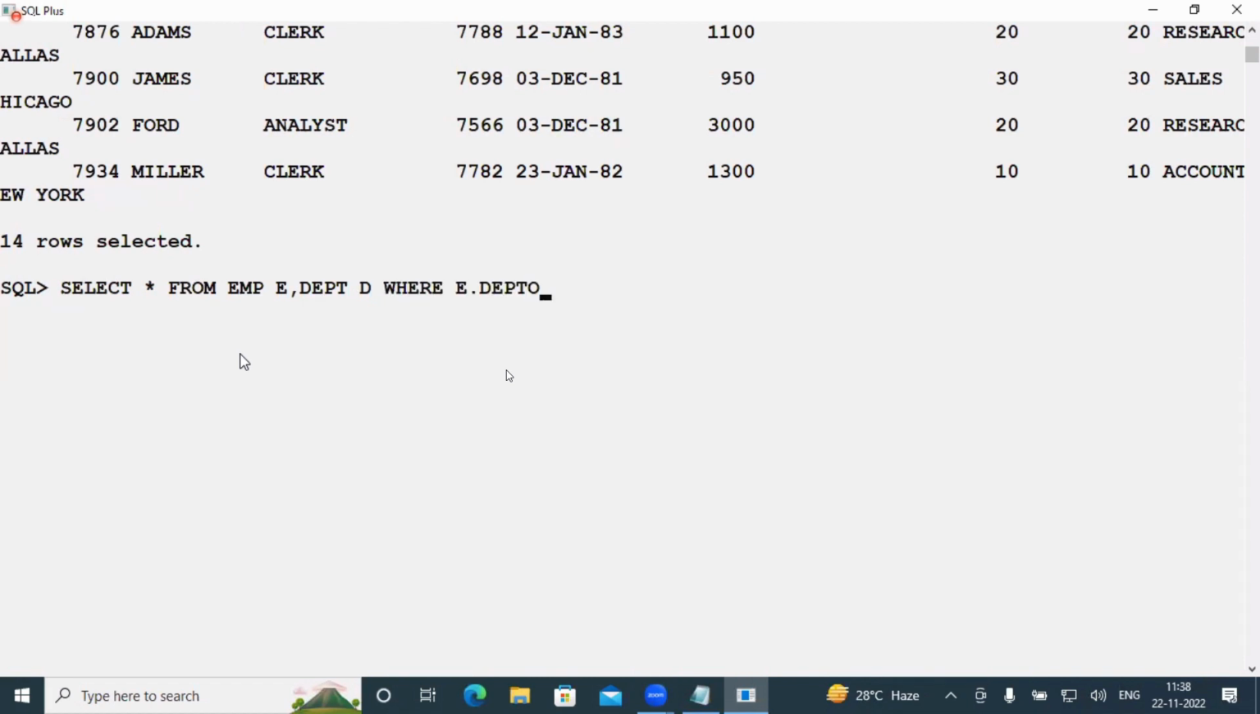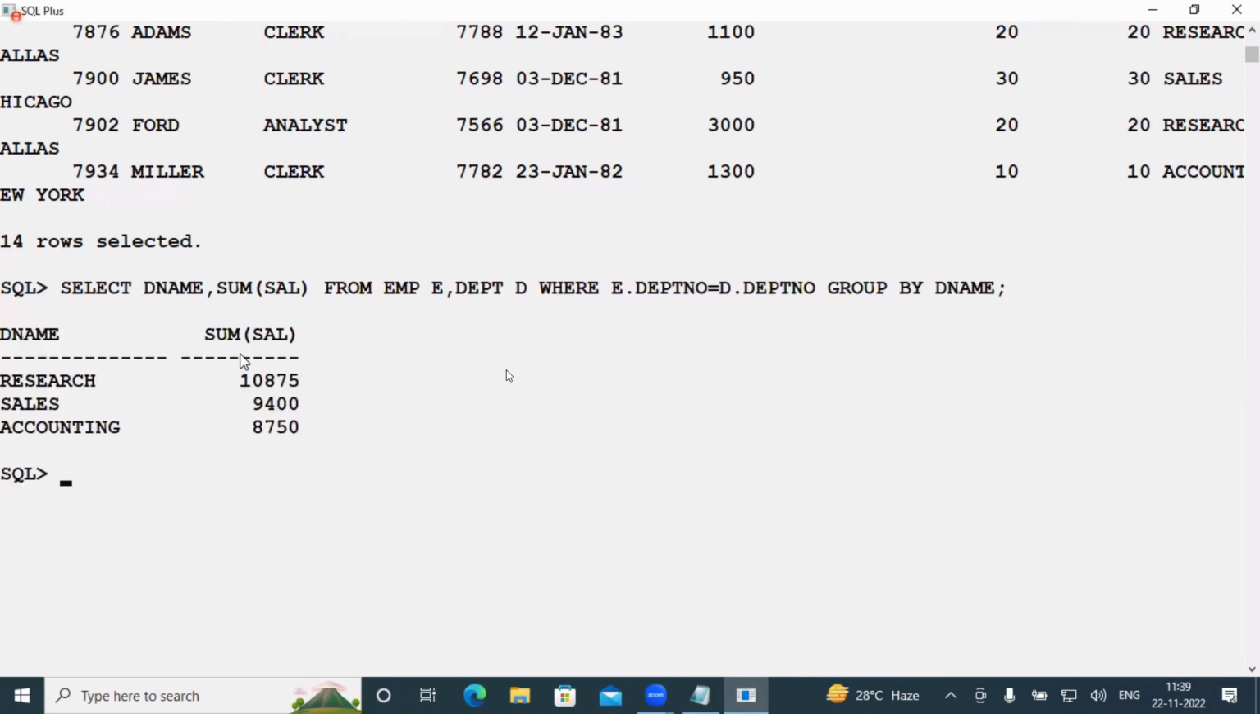First I want to join, so this join condition is compulsory, then D dot department number. After joining, what do I want to use? Group by department name. Same as here, I also want to change it now: department name, sum of salaries. Now I executed this one, so the sum of salaries of the departments is displayed.